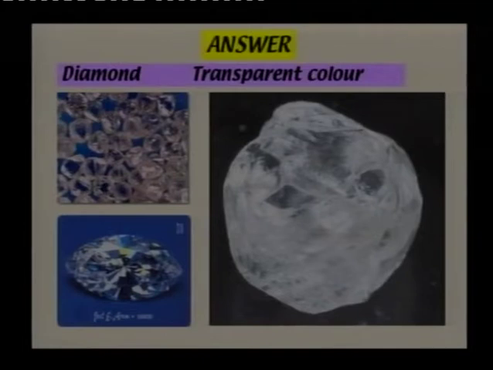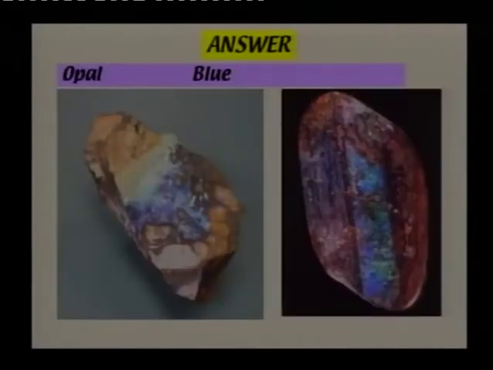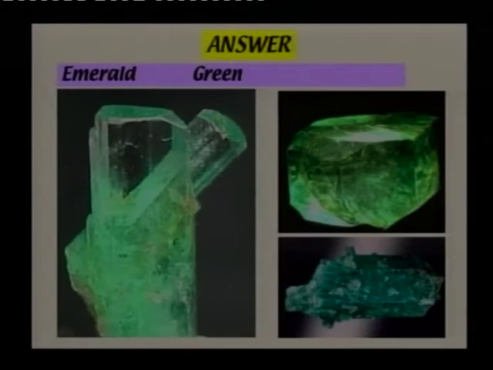Samples of diamond. You can see the transparent color. Okay, we have ruby, that red color. Opal, yeah, rainbow color, but a more bluish color that you can actually pick out from there. And finally, emerald, green color, which you can actually pick out from there.